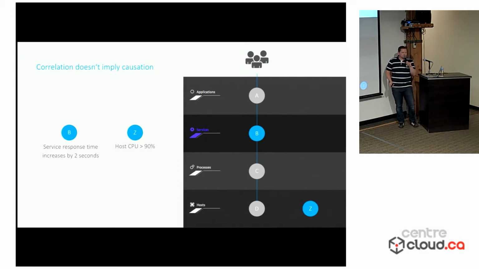So in order to actually make sense out of the data, you not only need correlation, you basically need to be able to do causation. And for that, you need to know which components in your application environment are talking to which component, which service is running on which server.